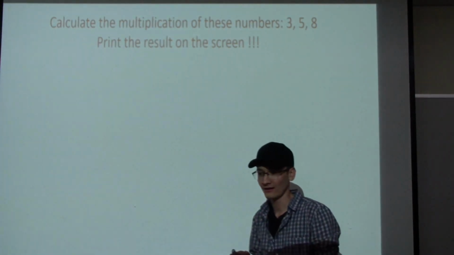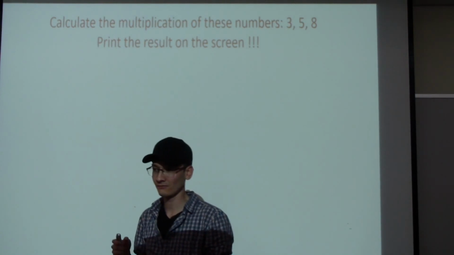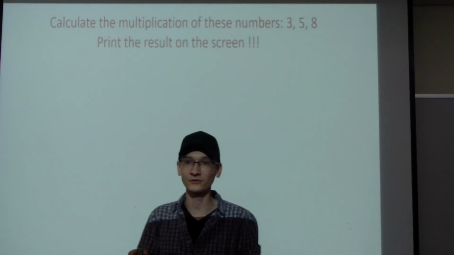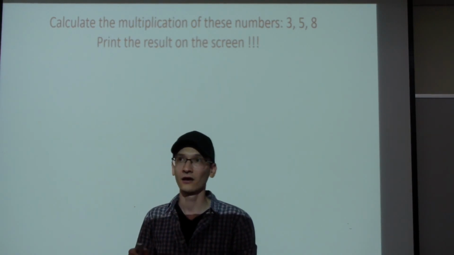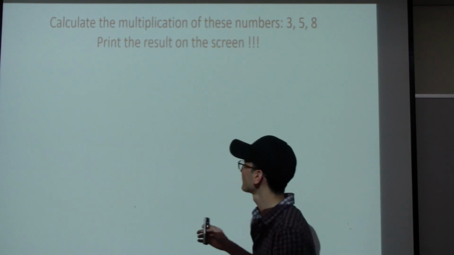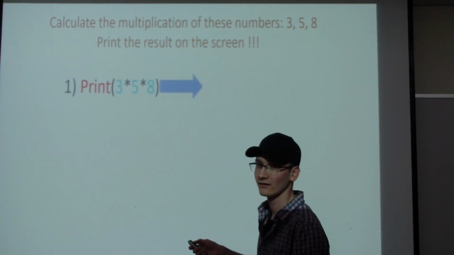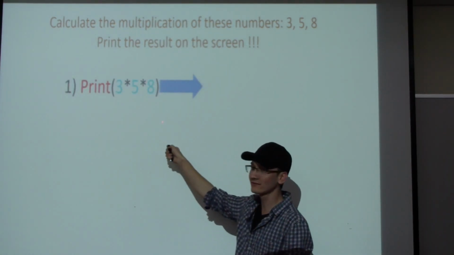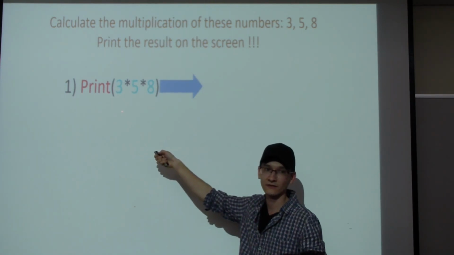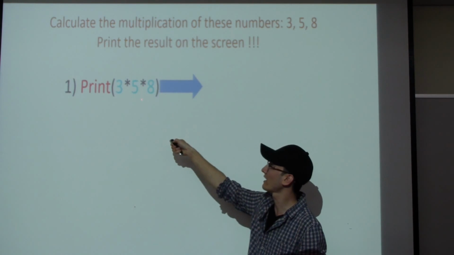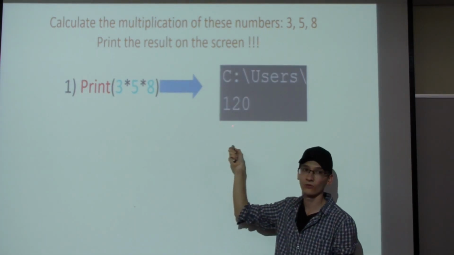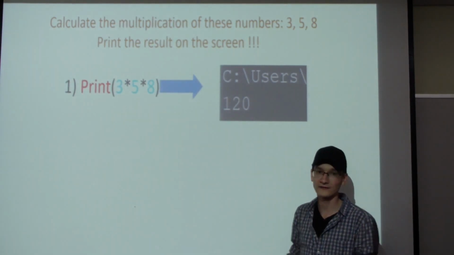So, we can do this exercise on the computer in PyCharm in many ways. For example, the first way, we just put print, and inside the print we can do arithmetic operations. 3 multiplied with 5, 8. The result will be 120. It is simple.